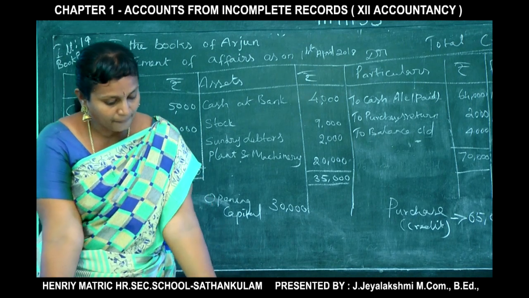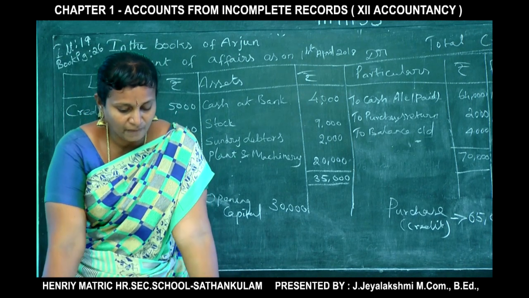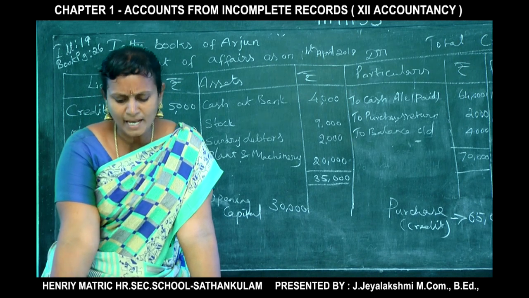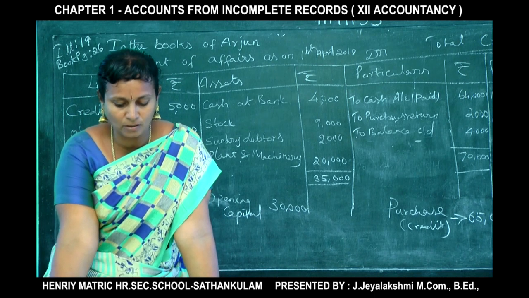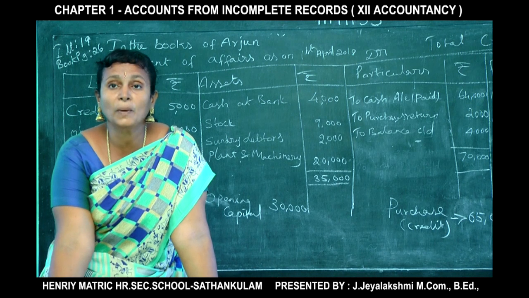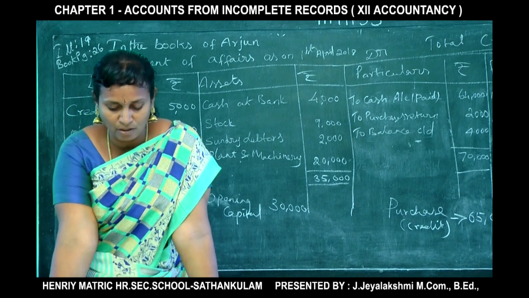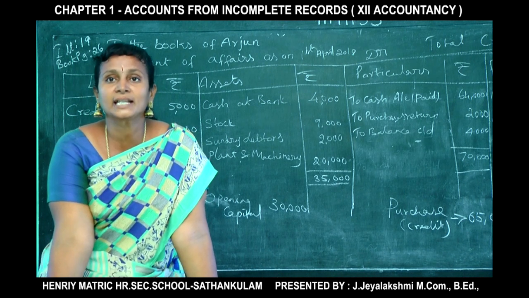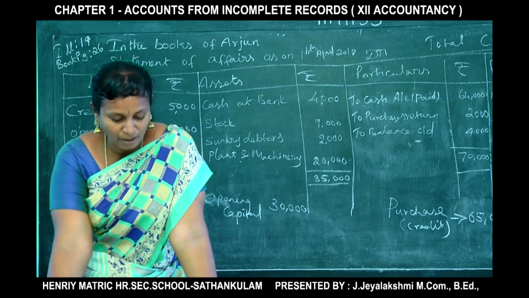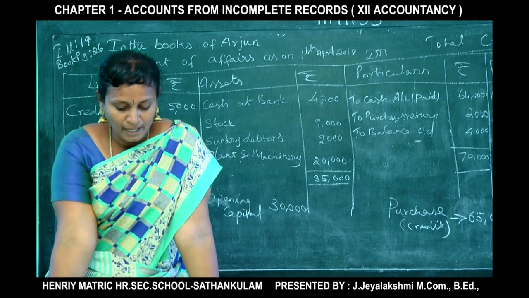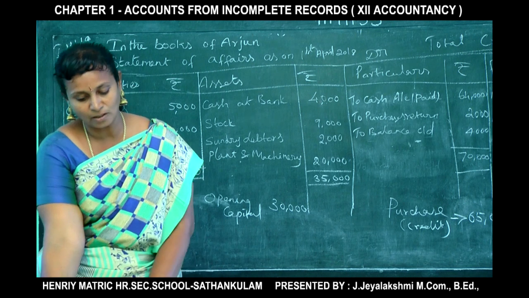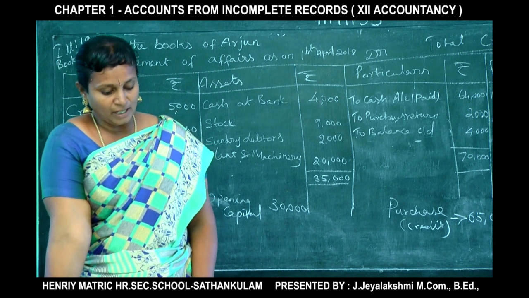Okay, here previously they have given the opening capital, opening capital and closing capital given. Suppose the opening capital is not given, what do we have to prepare? We have to prepare the statement of affairs first. Then we have to create the total creditors account. Then only the trading and profit and loss account and the balance sheet we have to prepare.